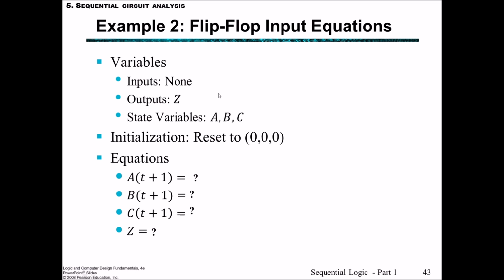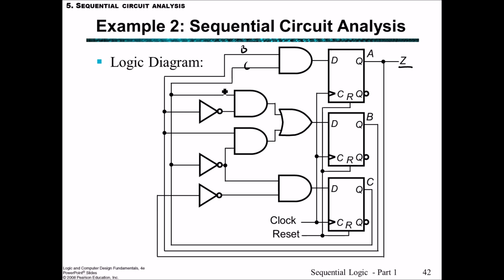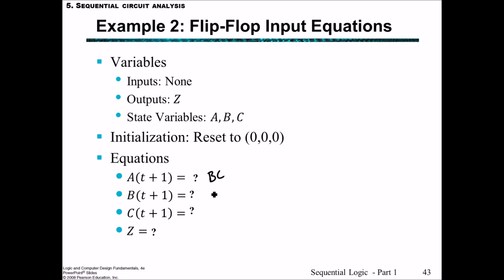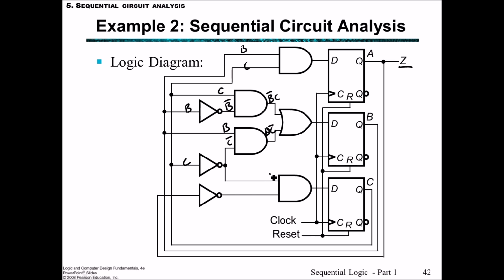Now the equations for A at time t+1, we've got that as B and C. For B, we have it as not B and C, or B and not C. And for C, I have not C and, what's this? This is the output of A. This is not A. So therefore, C is equal to not A and not C.